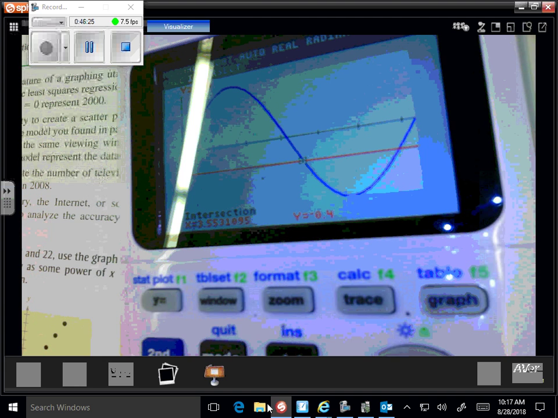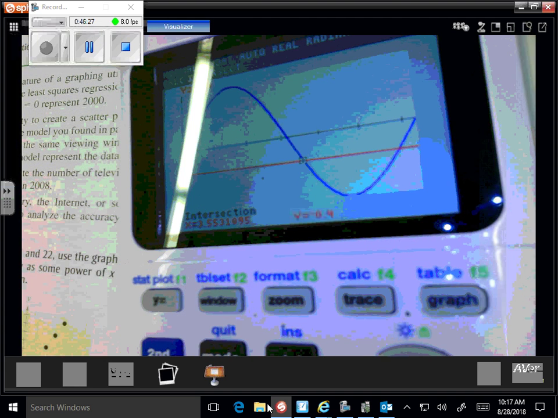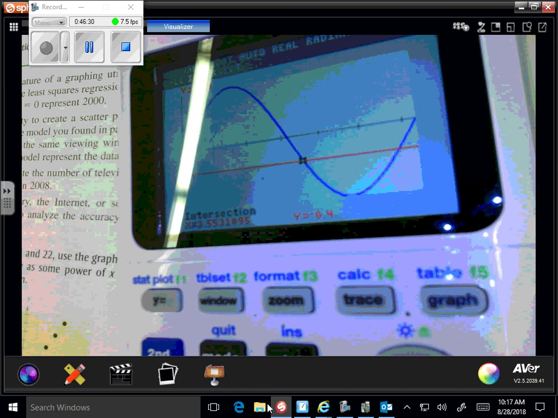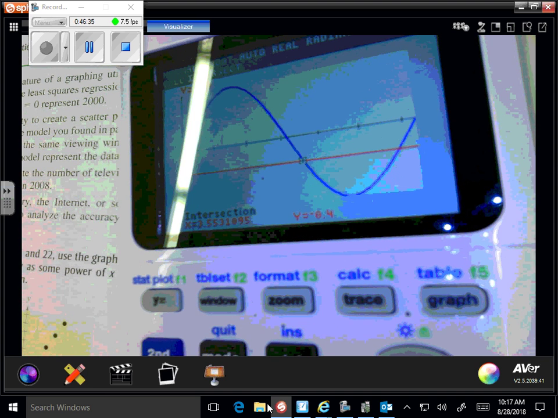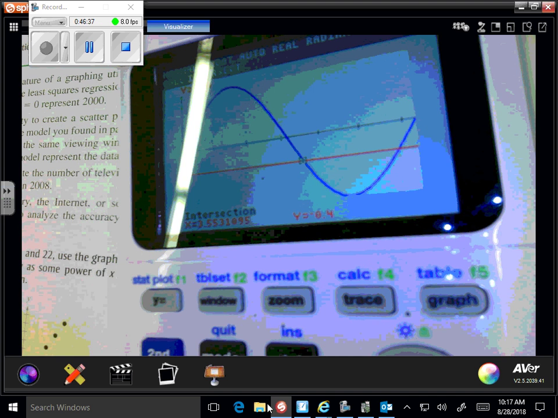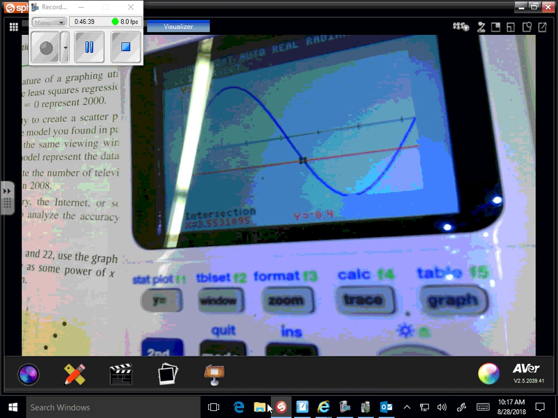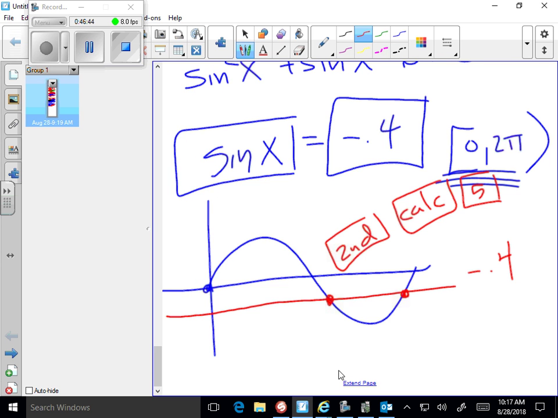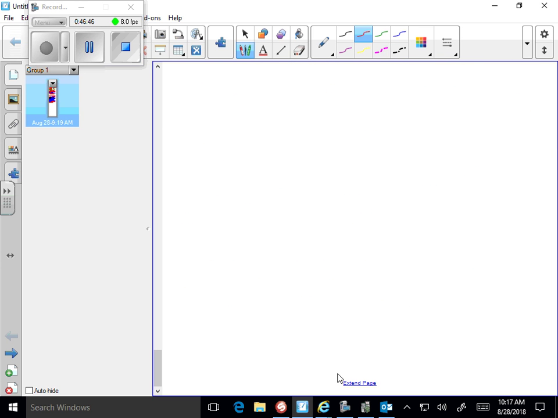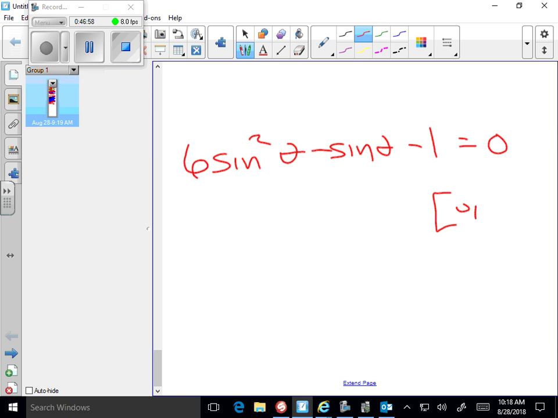Okay. All right. Cool. How about we can get one more in? How hard of one do you want? Yeah, my moral compass. Go. What do you want? Medium. Okay. Medium problem. 6 sine squared theta minus sine theta minus 1 equals 0. And let's do 0 to 2 pi.